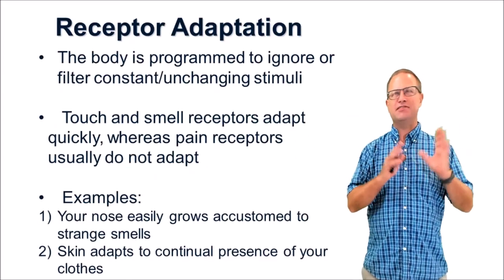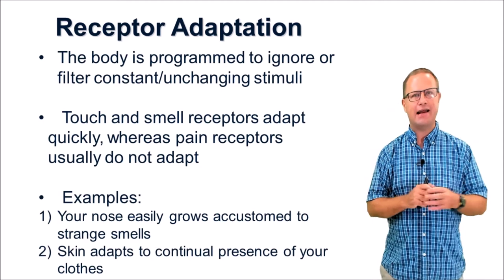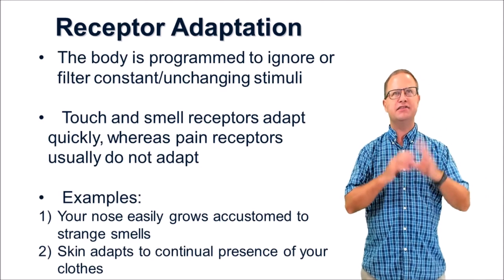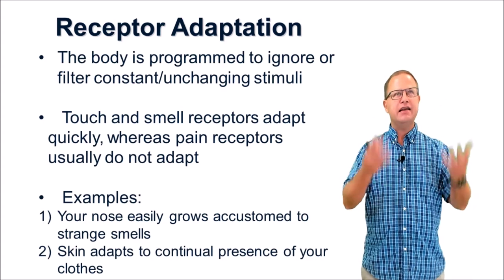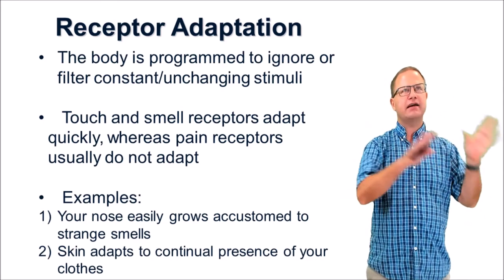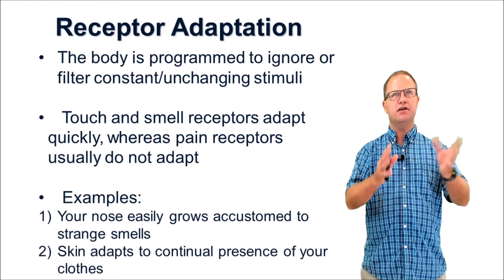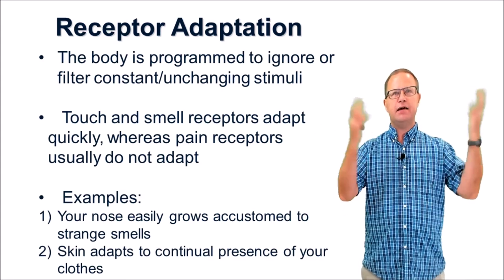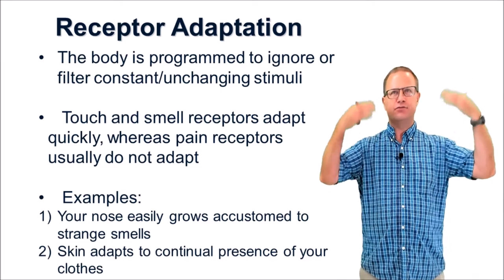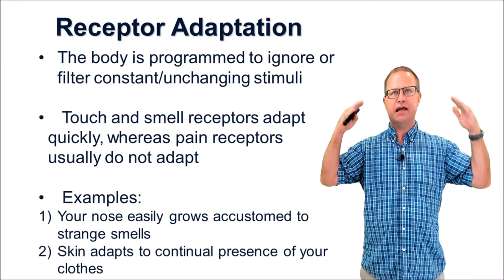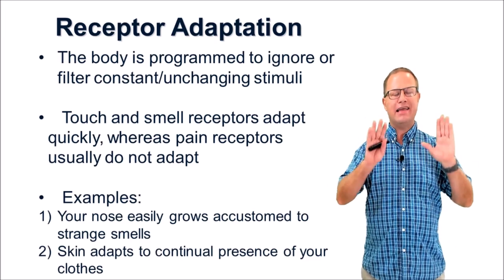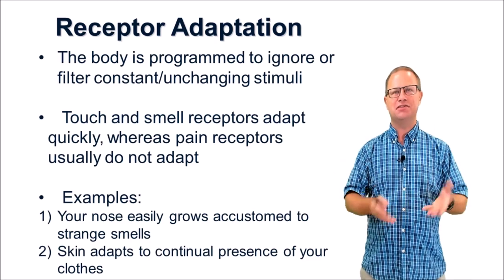Okay, now we're going to talk about something kind of cool and weird called receptor adaptation. So receptor adaptation is a type of filtering the body does at the receptor level. There's a lot of stimulus that's constant in your body, and your body wants to filter that constant stimulus so it can focus on stimulus that's changing. For example, right now I can hear the air conditioner running in the back of the room, and if that's running all the time, my body kind of filters it out, but that's not really adaptation. Adaptation is where your body actually stops sending sensory signals up to your brain.